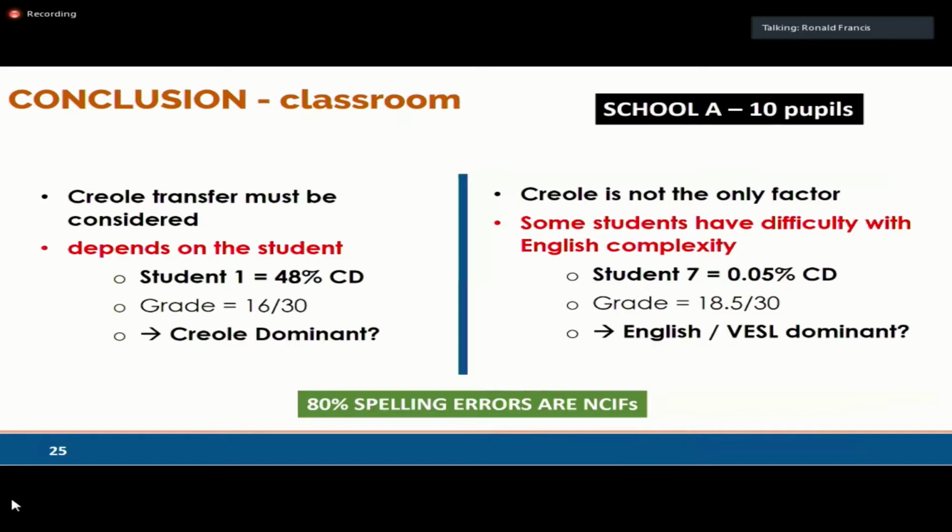So the question must be asked whether or not this student is Creole dominant. On the other side, some students have difficulty with just English complexity. So this student received 8.5 out of 30 in the essay, but only 0.05% of the errors were Creole influenced. So it means that there is a need to consider whether or not a student walks into the classroom having difficulty with Creole transfer issues or just English complexity issues, and not making a curriculum that is one size fits all.